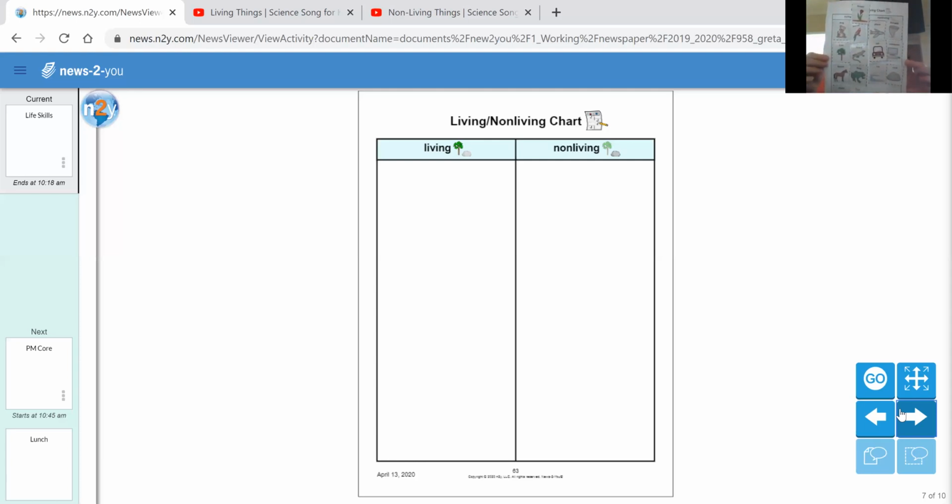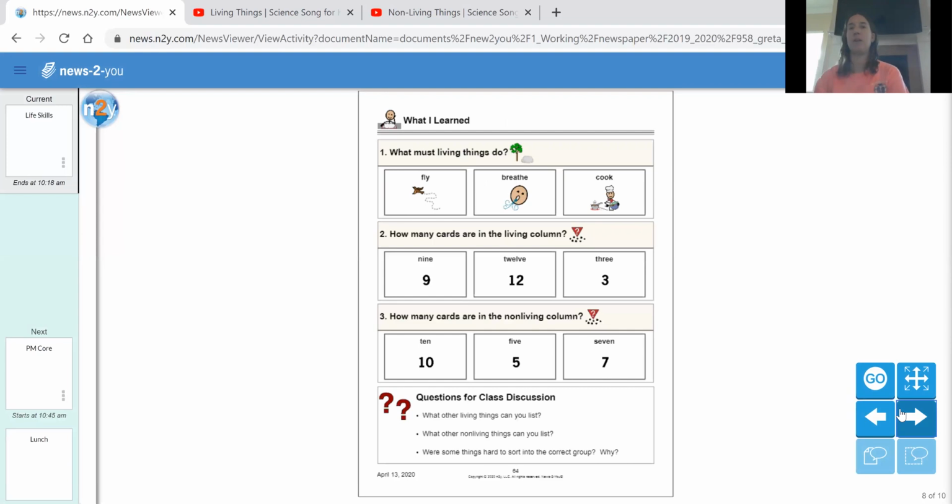So this was our science experiment today. Now we need to fill out our chart about our science experiment. What must living things do? Do they fly, breathe, or cook? Let's look at our definition sheet here. They breathe, eat, grow, move by themselves, and reproduce. So what do most living things do? Do they fly, breathe, or cook? Breathe. They breathe. That's right.